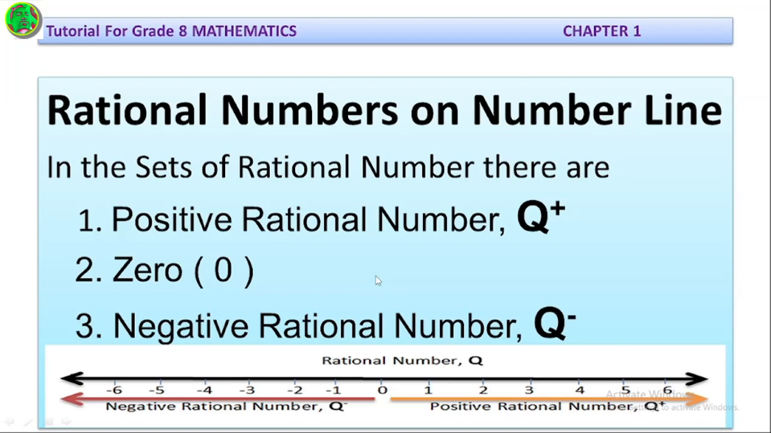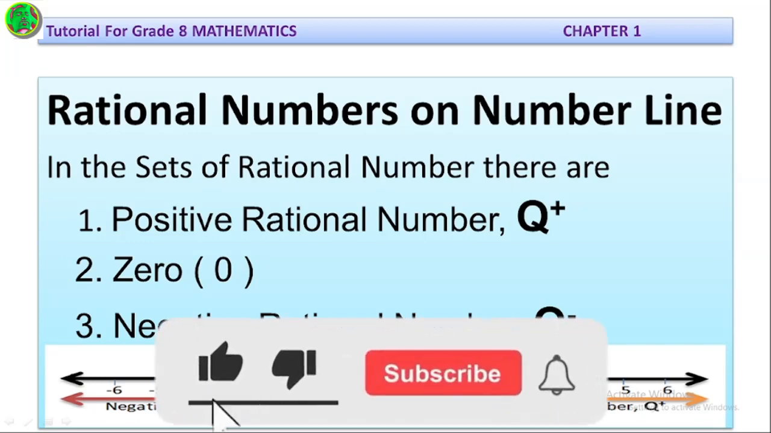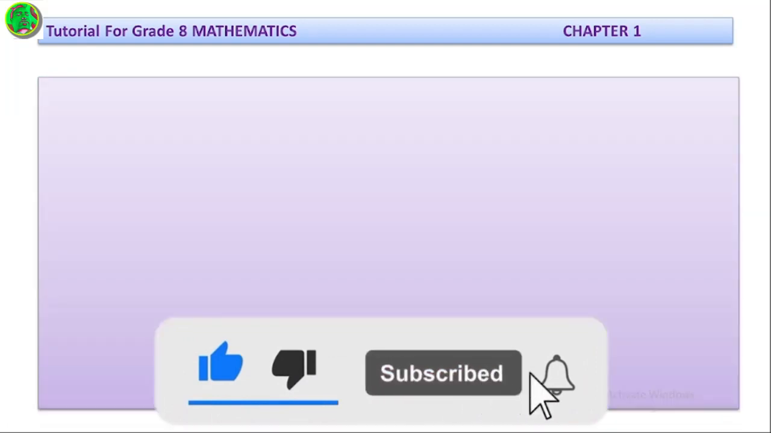There are positive rational numbers which are indicated on the right side of 0. There are also negative rational numbers which are indicated on the left side of 0, and 0 by itself is a rational number. That means 0 is neither a positive nor a negative rational number. So by using a number line we can also represent rational numbers like this.